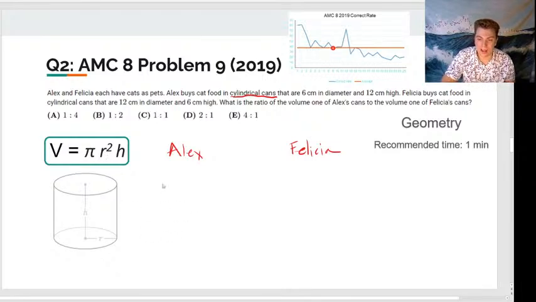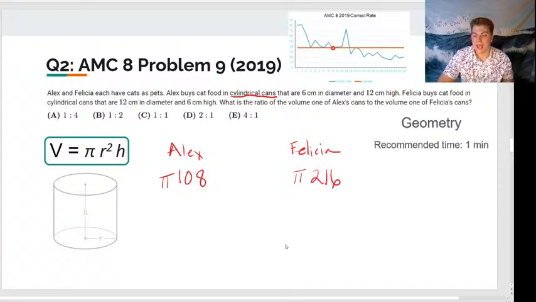So we have the volume of Alex's cans is just going to be equal to pi times the radius of his can squared times h, which gives us pi times 108. And then we have Felicia's cans, which would be equal to pi times 216. Awesome. And we can see that here.